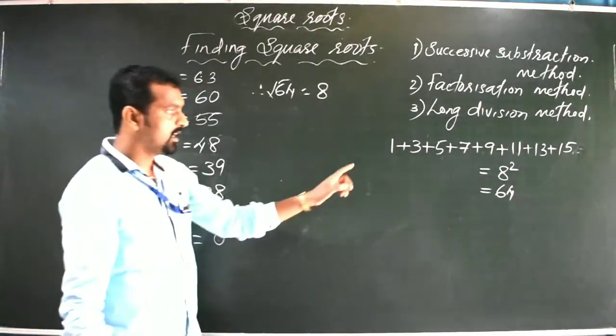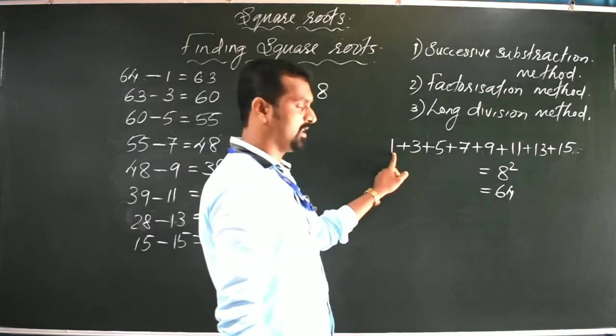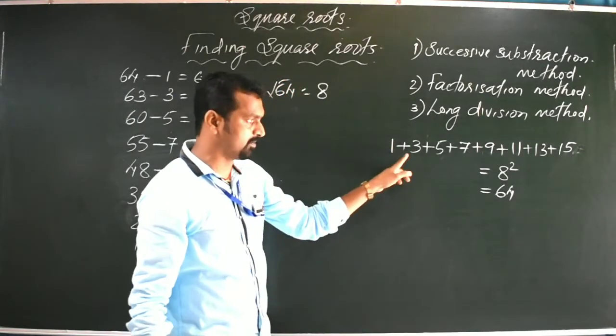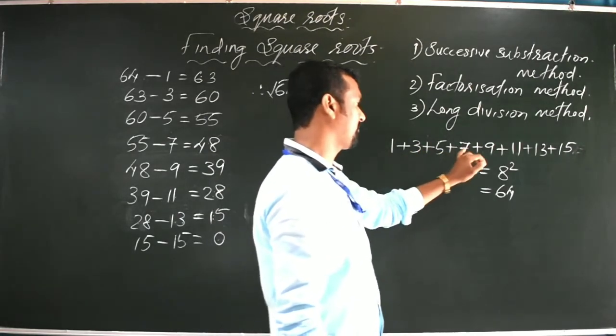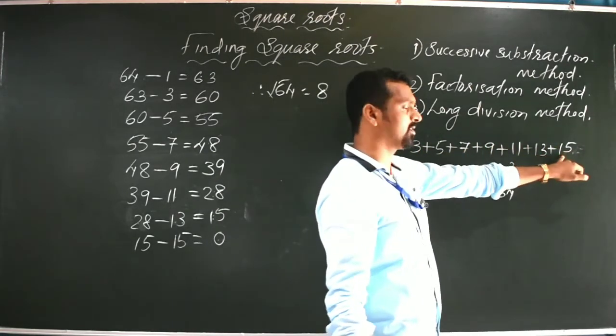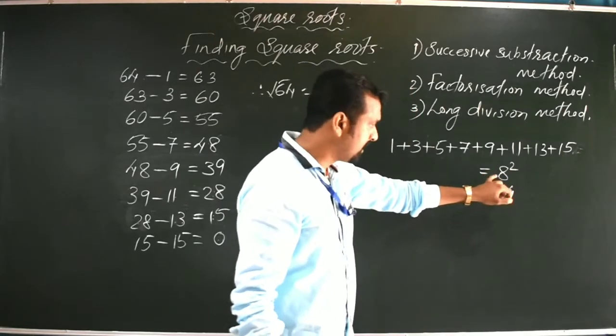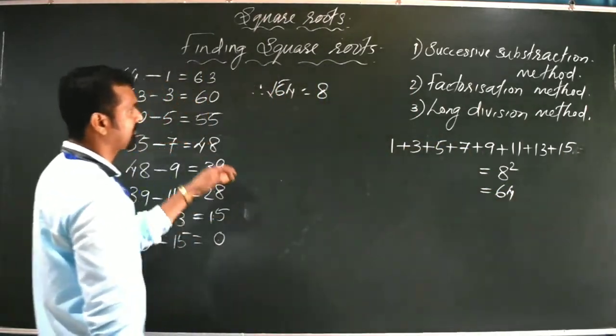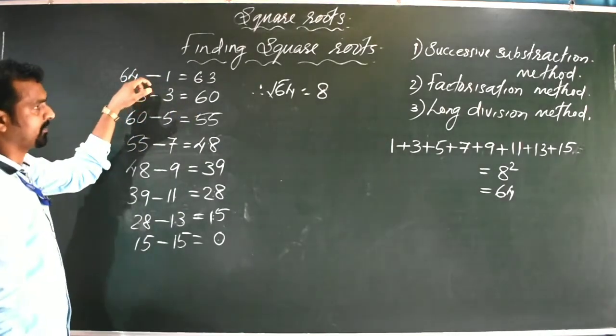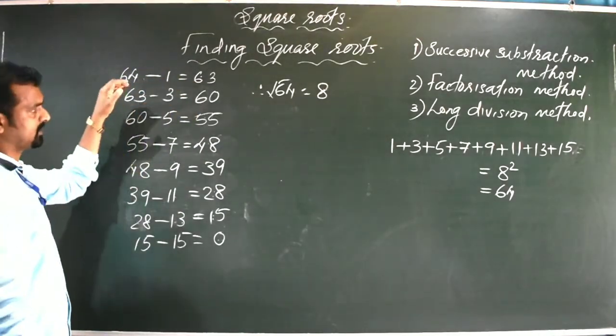So now you see this property we have studied, that is sum of the consecutive odd numbers. When we are adding 8 odd numbers, it will come 8 square, that is equal to 64. So using that property we are finding out the square root of 64 using this successive subtraction method.